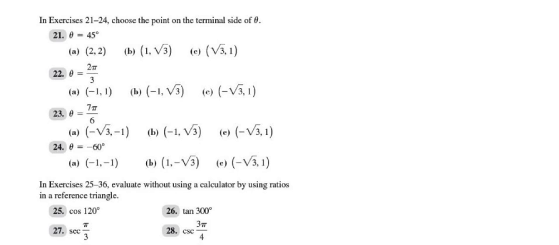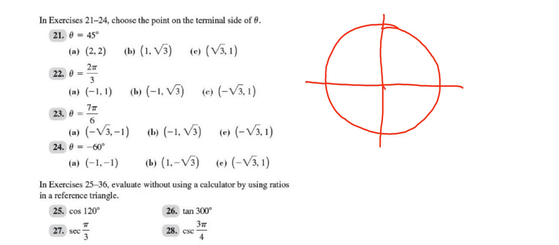Negative 60 degrees, which quadrant is that in? It's down here in quadrant 4, isn't it? Negative 60 degrees. So that creates a triangle that looks like this. Choose the point on the terminal side of theta. What do you know about x and y? Do you know anything? Do you know their signs?